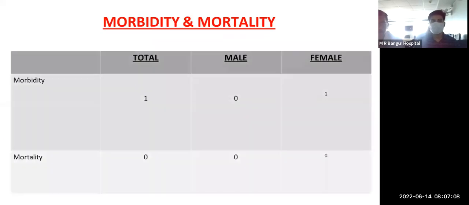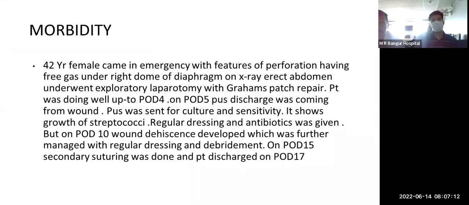There was 1 morbidity and no mortality. Morbidity: a 42-year-old female came to the emergency with features of perforation, having free gas under the right dome of the diaphragm on erect abdomen X-ray. She underwent exploratory laparotomy with Graham's patch repair. The patient was doing well up to POD4.